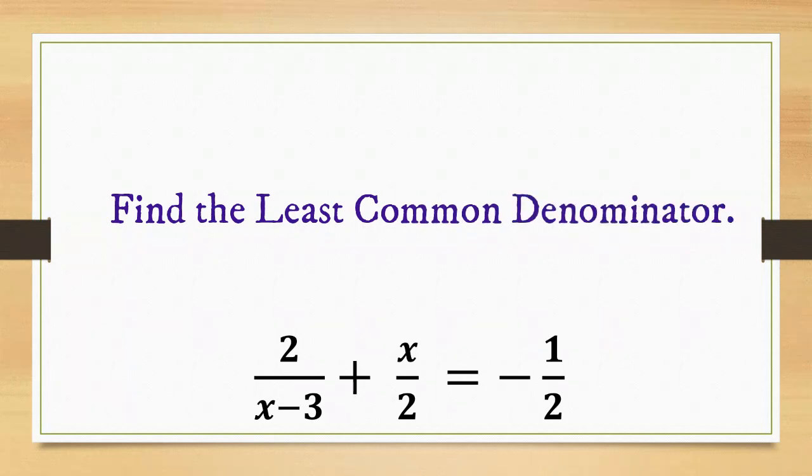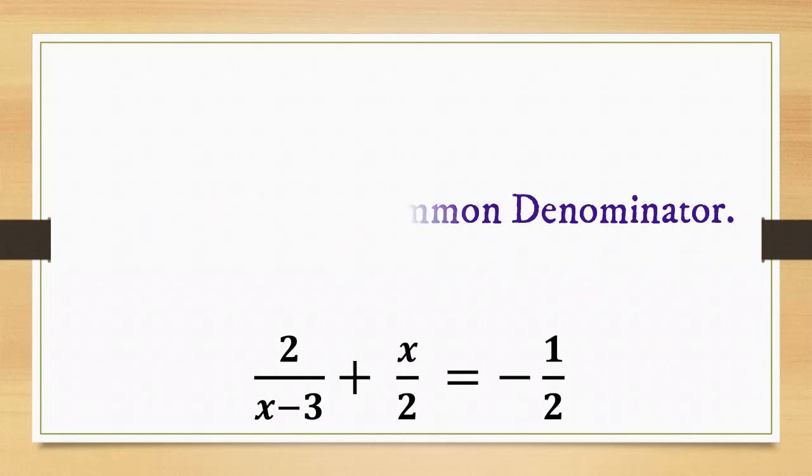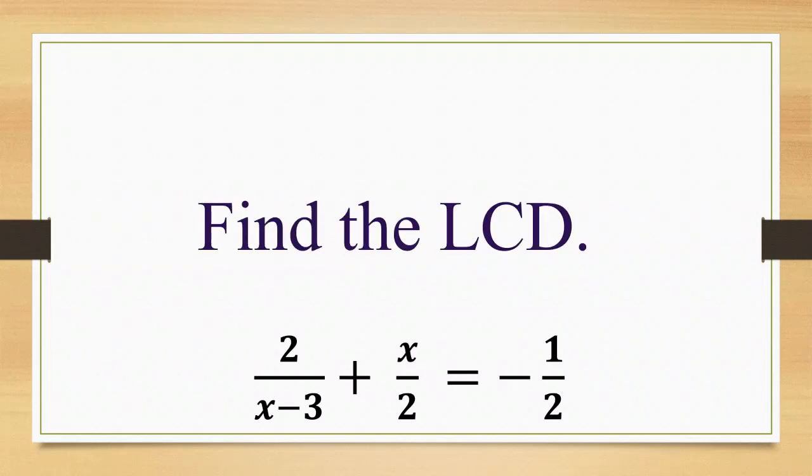Let us try this example. Find the least common denominator of the given rational 2 over x minus 3 plus x over 2 equals negative 1 half. And of course, we're going to determine first what is the least common denominator of the given rational.